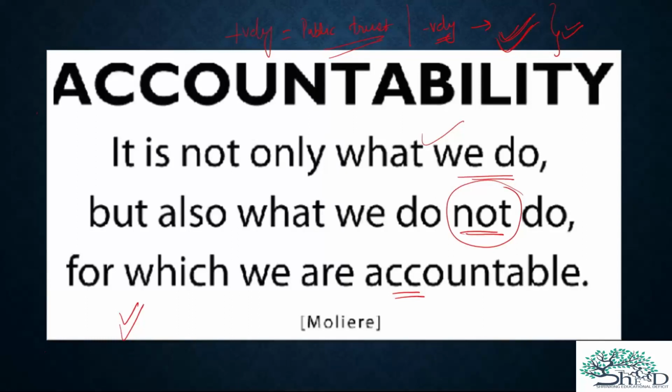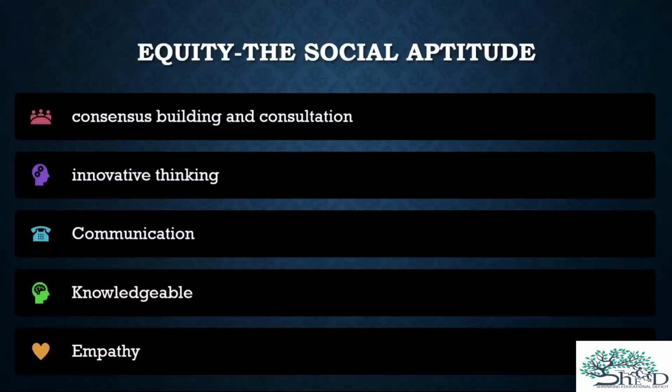Let's move on to the equity part, the social aptitude. The first part is consensus building and consultation. Consensus building, I think you know what it is. It is basically coming to oneness with people, or oneness in decision making.